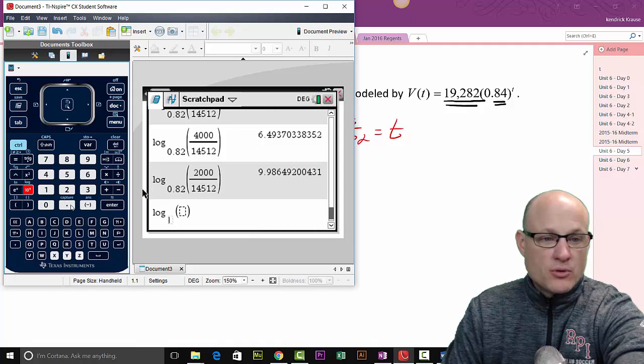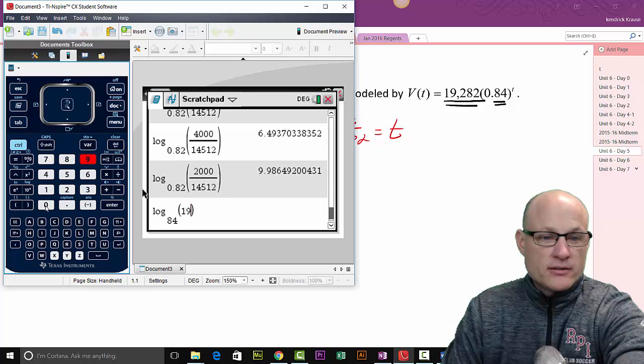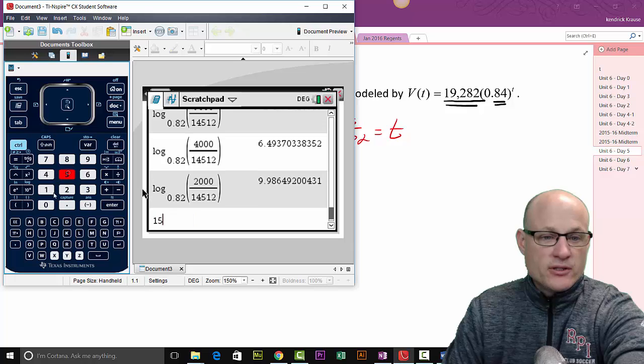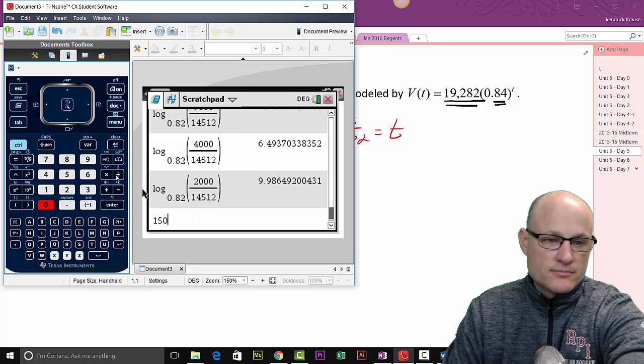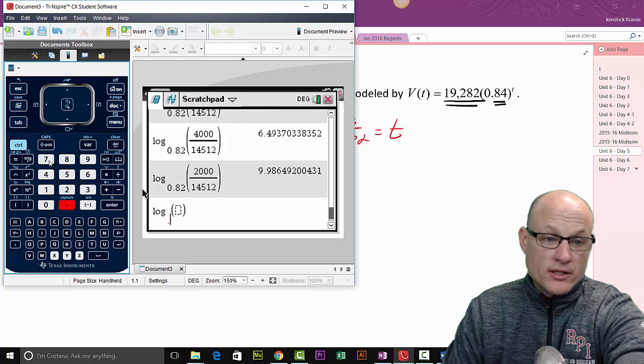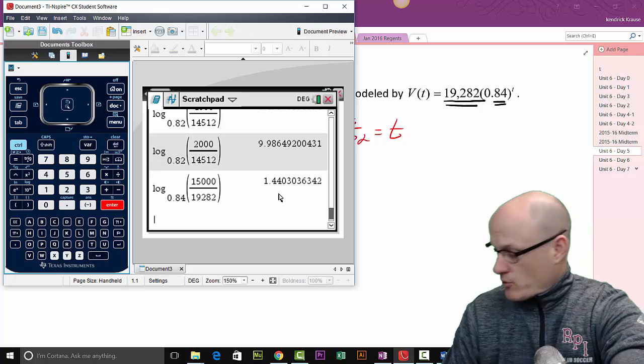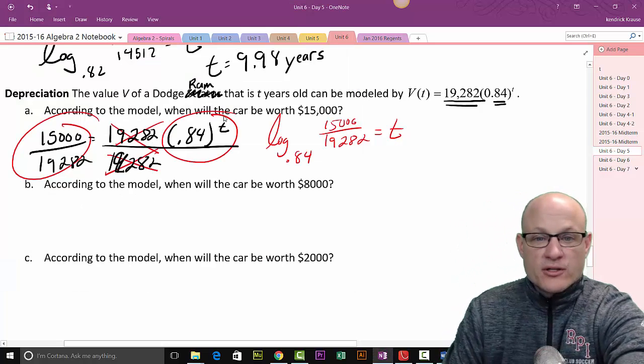Control log 0.84, 15,000 divided by 19,282. Enter. 1.44 years.